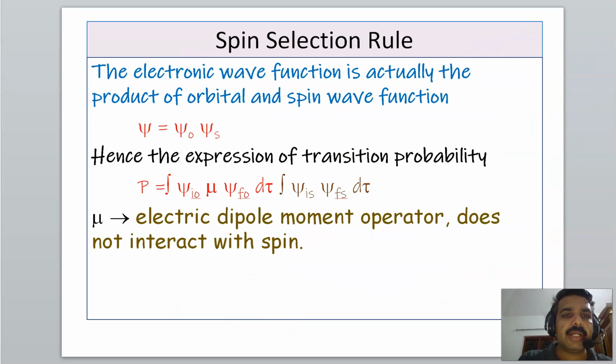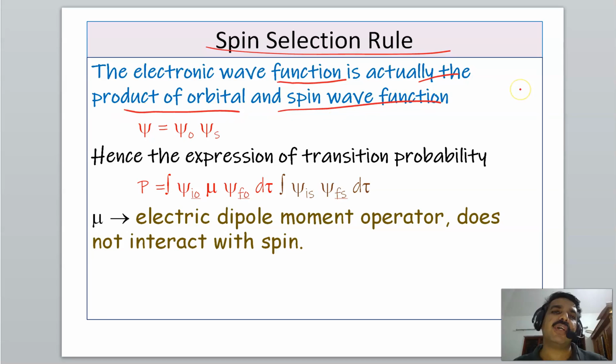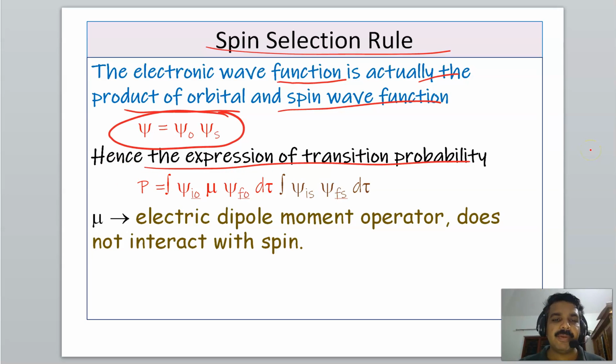The next selection rule is the spin selection rule. The second selection rule is the spin selection rule, and this is an important selection rule. The electronic wave function is actually the product of the orbital and spin wave functions, that is, psi is equal to psi orbital into psi spin. So the expression for transition probability is P equal to the integral from minus infinity to plus infinity of psi I orbital mu psi f orbital d tau, into the integral of psi I spin psi f spin d tau. We have to consider the spin contribution also. Earlier we considered only the orbital contribution, but there is also a spin contribution.